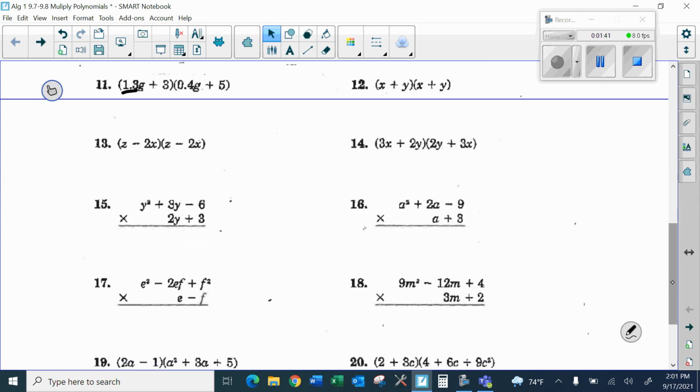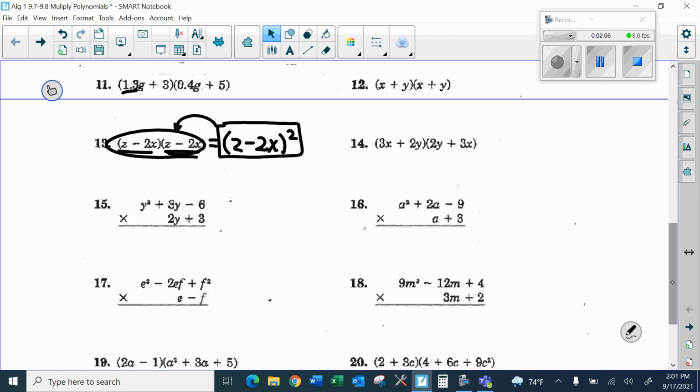This is a special product here. So he says z minus 2x times z minus 2x. That's the same thing as saying z minus 2x squared. You need to know that. Oftentimes they're not going to write it out like this. They'll write it in this form and expect you to know that that equals that. I can write the same thing twice as it is right there.